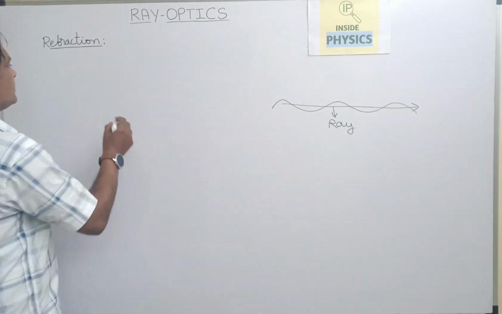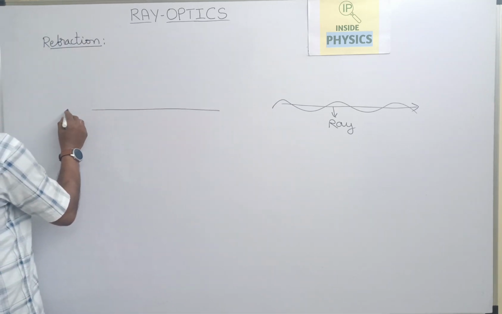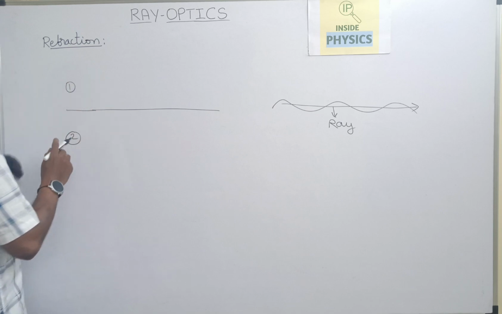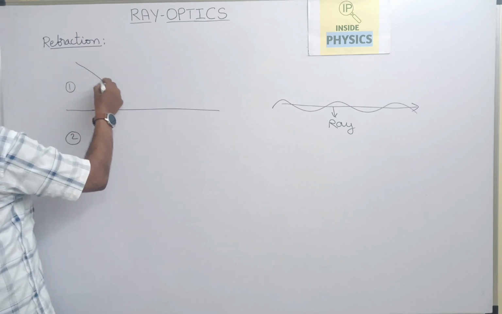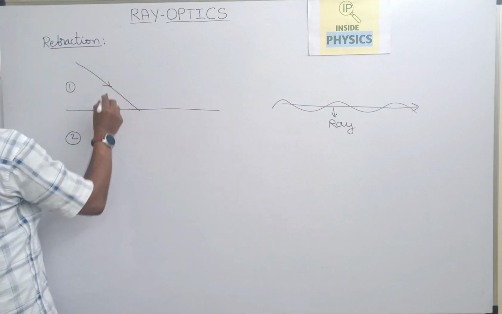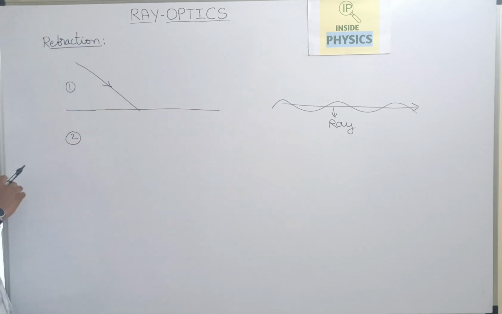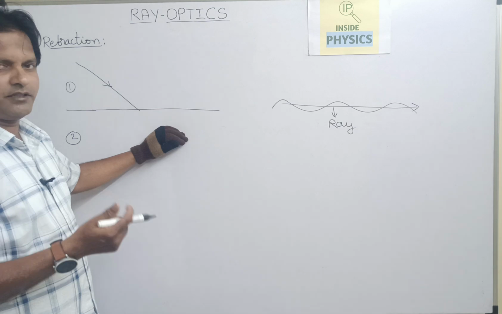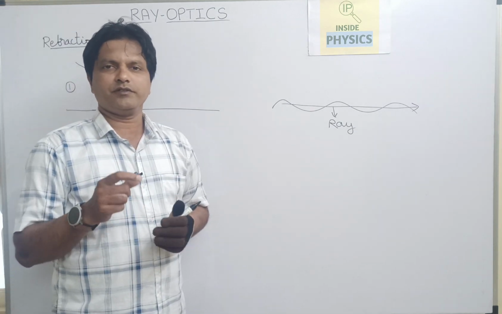If you consider any interface, it is the border between any two mediums, and the light is incident on the border of the two mediums, say rarer to denser medium or denser to rarer. The mediums of different kinds have different densities. Those are called the optical density of a medium.